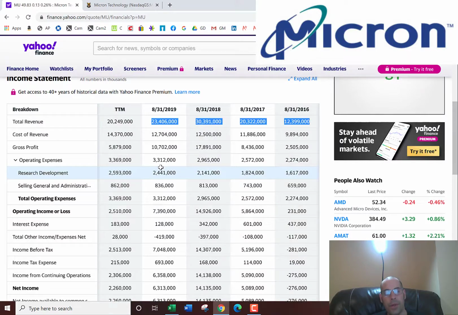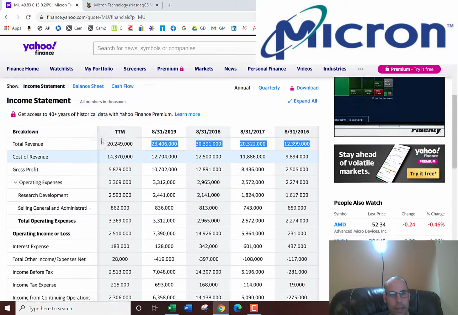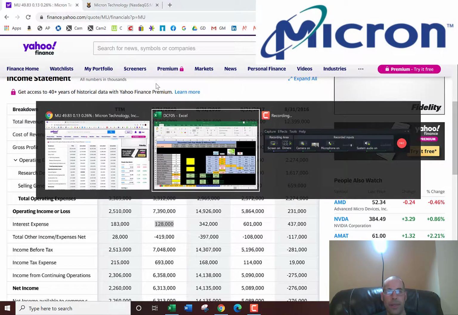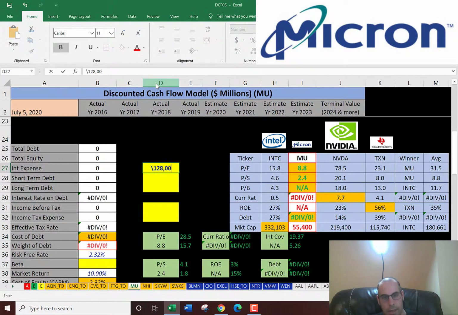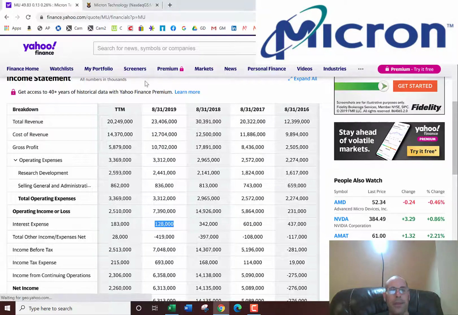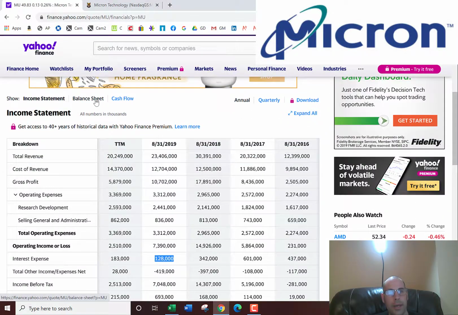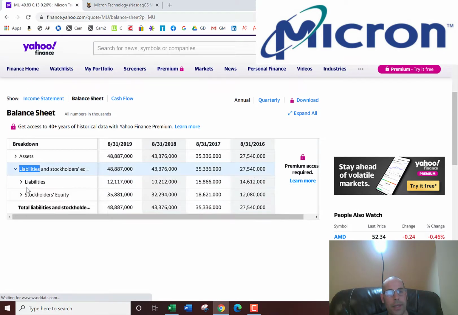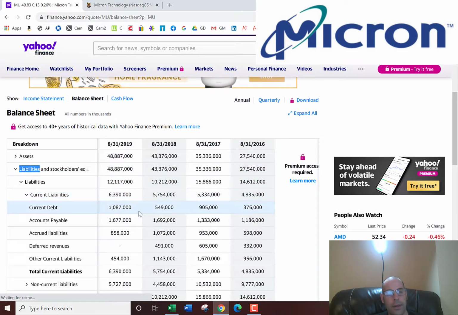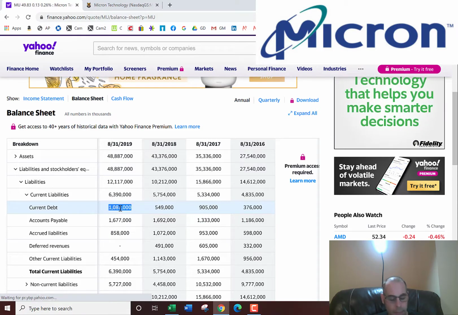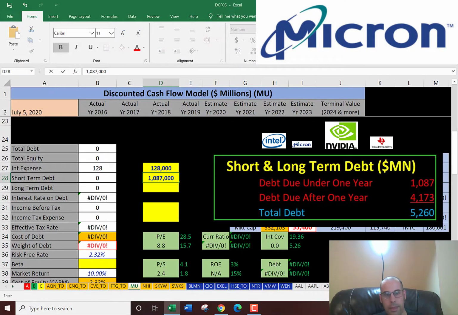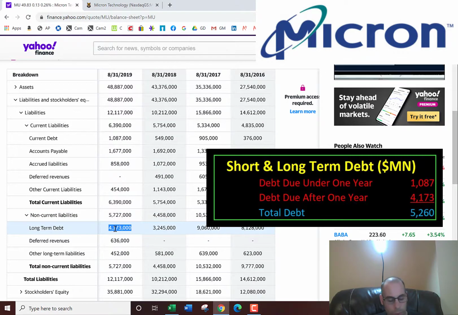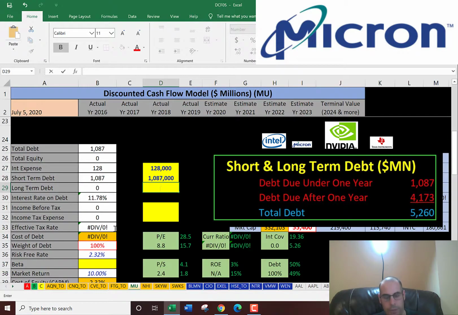Let's look at the capital structure of the company so we can figure out what discount rate to apply to the future cash flows. They pay $128 million of interest on their debt. And let's see how much debt they have. We'll go to the balance sheet for that, to the liability section. Under current liabilities, current debt of $1 billion. So that's debt due within 12 months. And under the non-current liabilities, the long-term debt of $4.2 billion. That's debt due after 12 months.